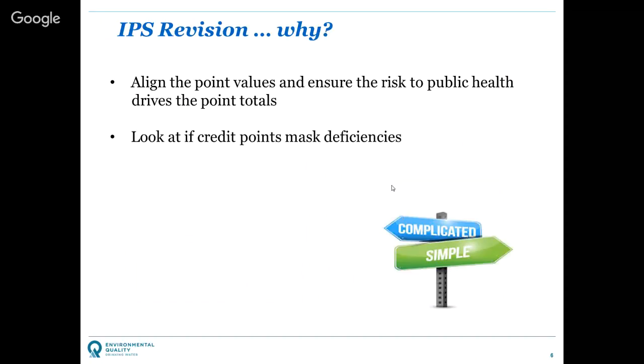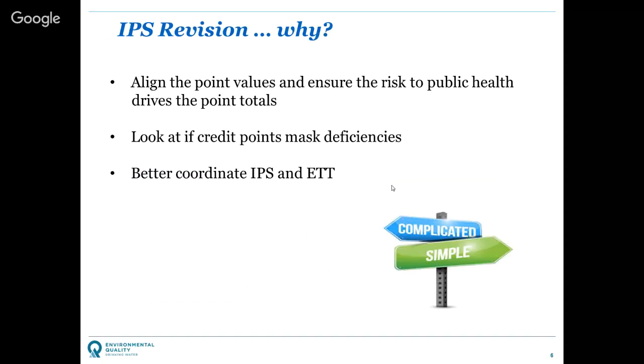We're going to look and see if credit points are masking deficiencies. You can right now receive up to, I think it's 20 points of negative. It kind of gives you a mulligan on some points, and those can cover up deficiencies and keep you below a threshold to address them for a longer period of time than is deemed safe to public health or to meet our regulatory requirements as an agency.